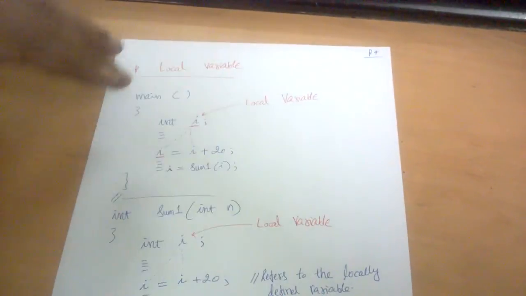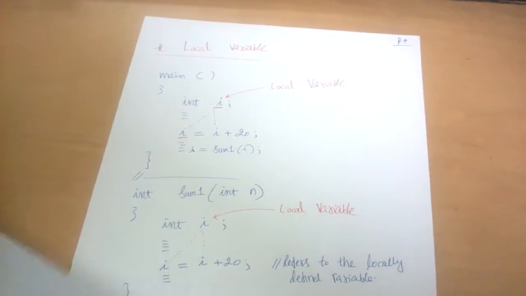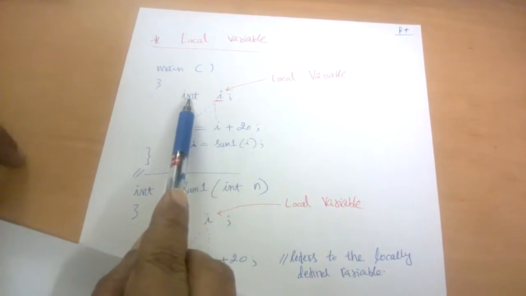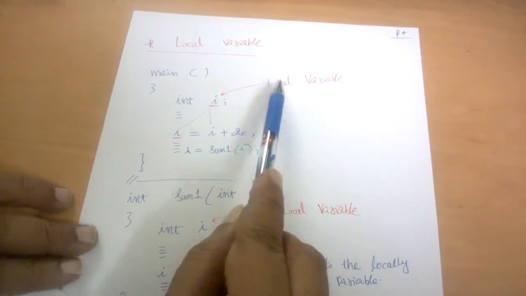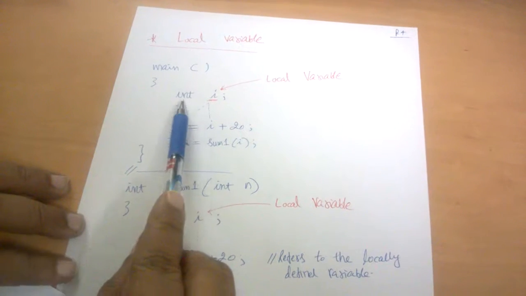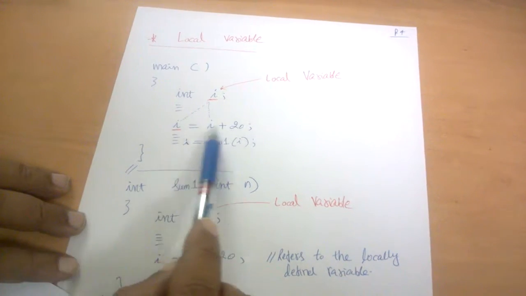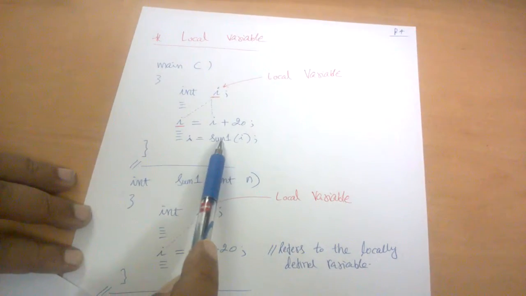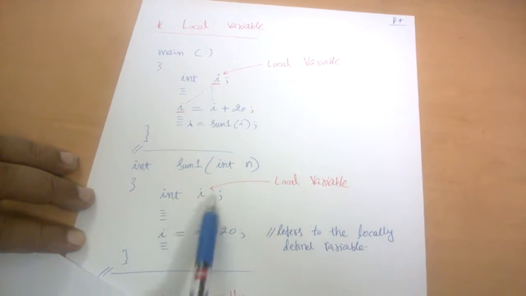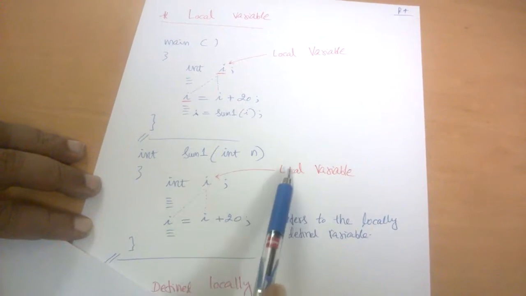Now we'll look at the local variable concept. Here, integer I is called a local variable, and as you can see, it's declared here and used here, and we are calling a function sum1. Here also we have a local variable called I. This is also a local variable.